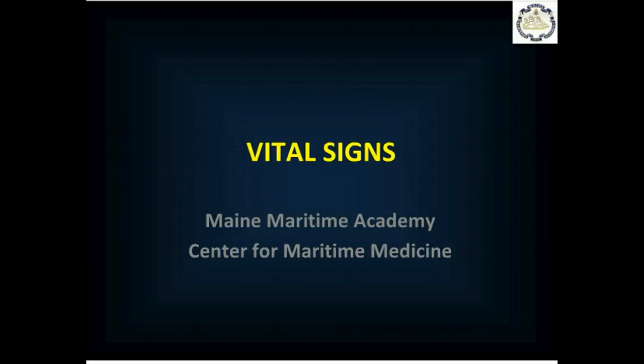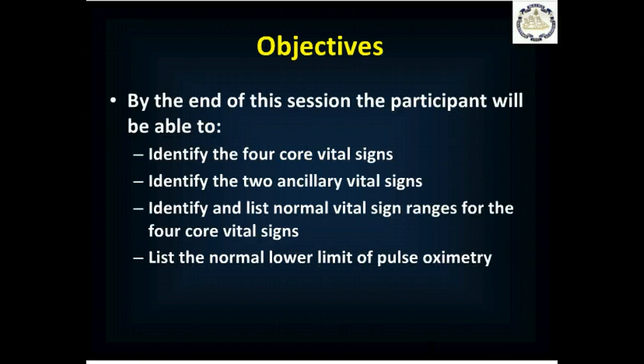In this session, we'll be discussing vital signs. By the end of this session, you'll be able to identify the 4 core vital signs, identify the 2 ancillary vital signs, and identify and list normal vital sign ranges for the 4 core vital signs. You'll also be able to list the lower normal limit of pulse oximetry.